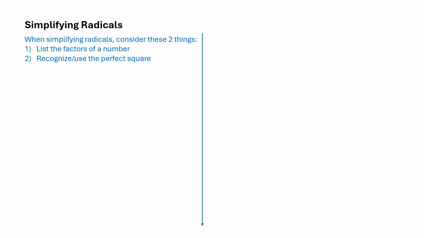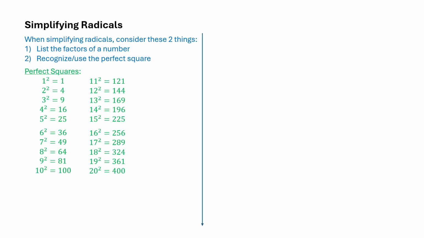When simplifying radicals, consider these two things: being able to list the factors of a number, or recognizing and using the perfect squares. If you don't know what the perfect squares are from at least 1 through 20, here they are. They're very useful if you can memorize them. But if you can't, do the best you can on the test. Let's start simple and small.